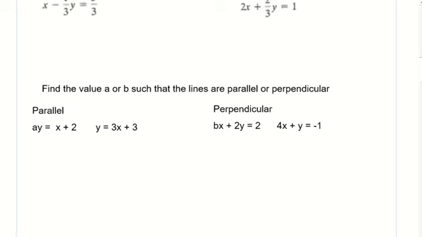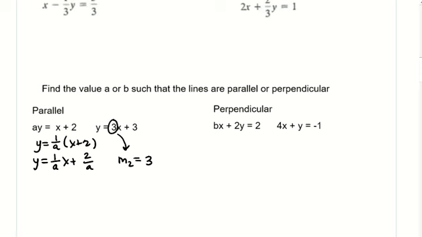So again, my advice is going to be solve for y. On this one, when I have ay equal to x plus 2, a is just some number that we're going to figure out. We're going to divide both sides by a. So y is going to be equal to 1 over a times x plus 2 divided by a. Over here, it's already solved for y, so I'm just going to say that the second slope is 3.